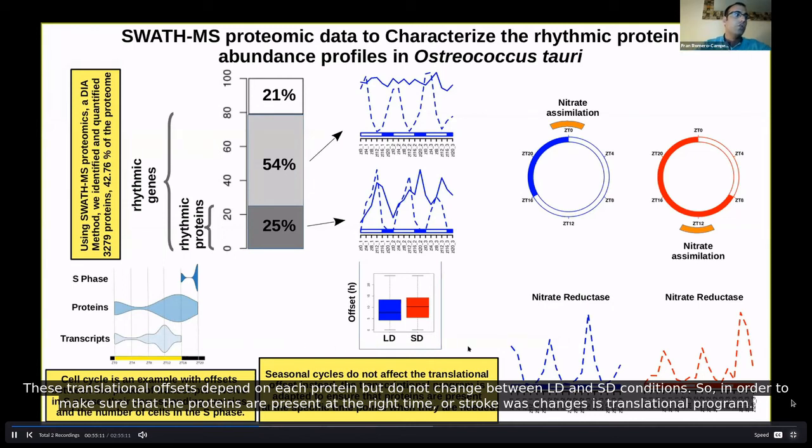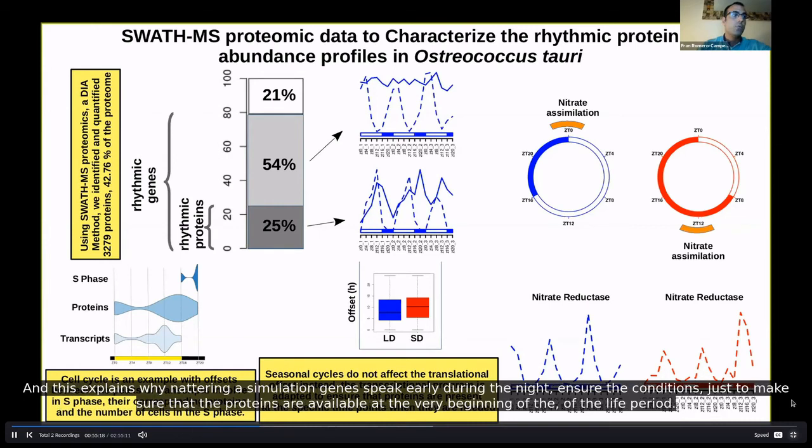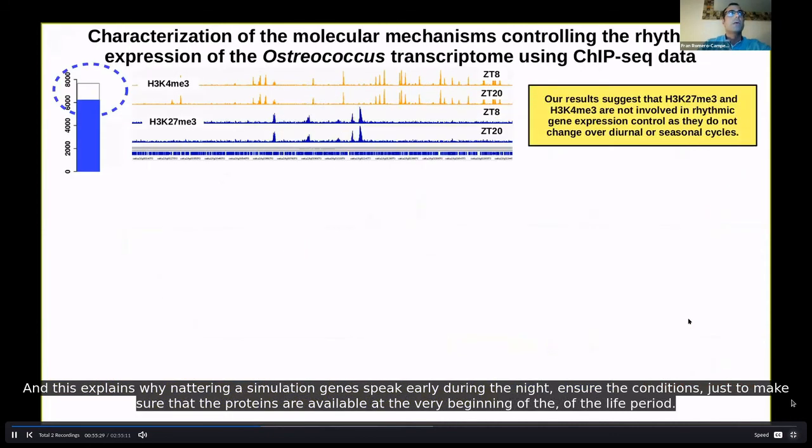So in order to make sure that the proteins are present at the right time, Ostreococcus changes its transcriptional program. And this explains why nitrogen assimilation genes peak early during the night in short day conditions, just to make sure that the proteins are available at the very beginning of the light period.